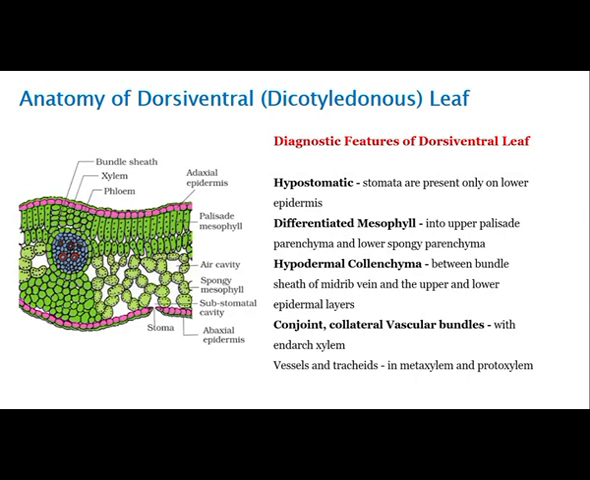Now coming to the vascular bundle, as you can see, the vascular bundle is surrounded by bundle sheath. The xylem is endarch, that is the protoxylem is toward the center and the metaxylem is toward the periphery, and the phloem is present at the lower portion of the xylem, and no endodermis or pericycle is present in case of the leaves. So this is the structure or the anatomy of a dorsiventral or a dicot leaf.